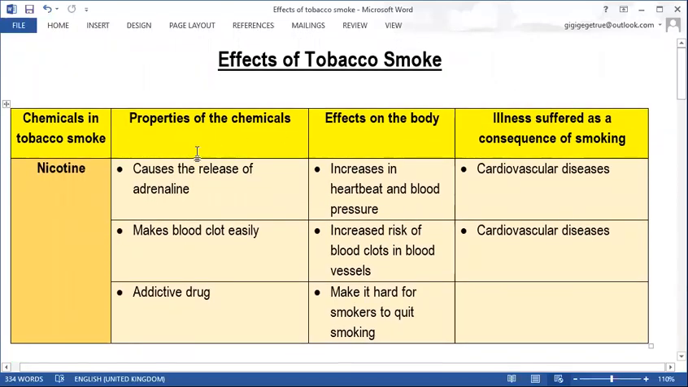Let's take a look at nicotine. Nicotine causes the release of adrenaline. Adrenaline is a stress hormone. So when adrenaline is released into our blood, it increases our heartbeat and also our blood pressure. This effect will cause cardiovascular diseases. Why? Because if the heartbeat and blood pressure increase, this will damage the linings of our arteries, not just arteries, but other blood vessels as well. And this eventually paves the way to cardiovascular disease.